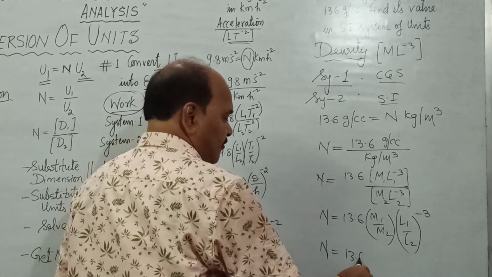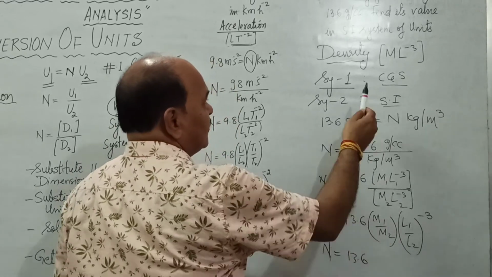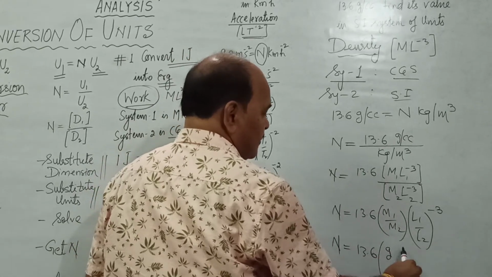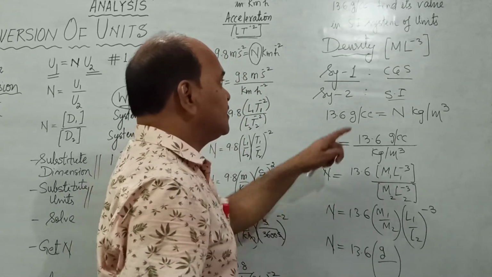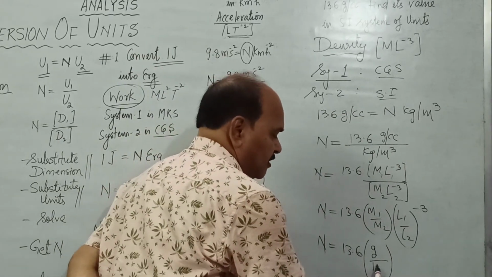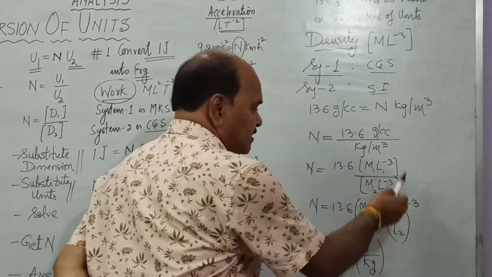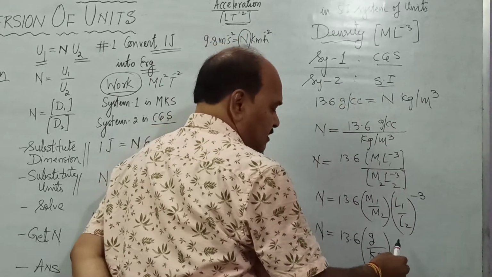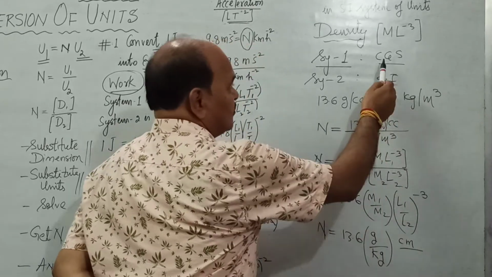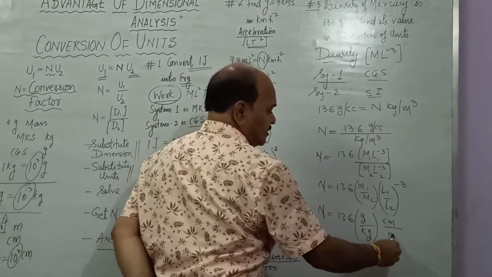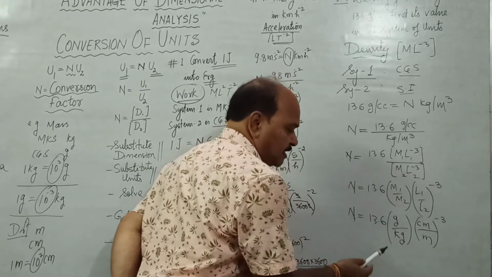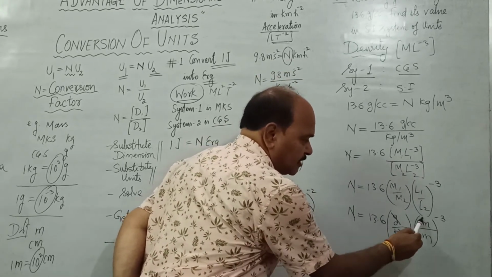Now, let us substitute the units. What is the unit of mass in system number 1? Gram. What is the unit of mass in system number 2, that is the SI system or MKS system? Kilogram. What is the unit of length in system number 1? Centimeter. And the unit of length in the SI system is what? Meter. Let us substitute the values and write down the power as minus 3. Let us solve it. This gram cancels out. This meter cancels out.